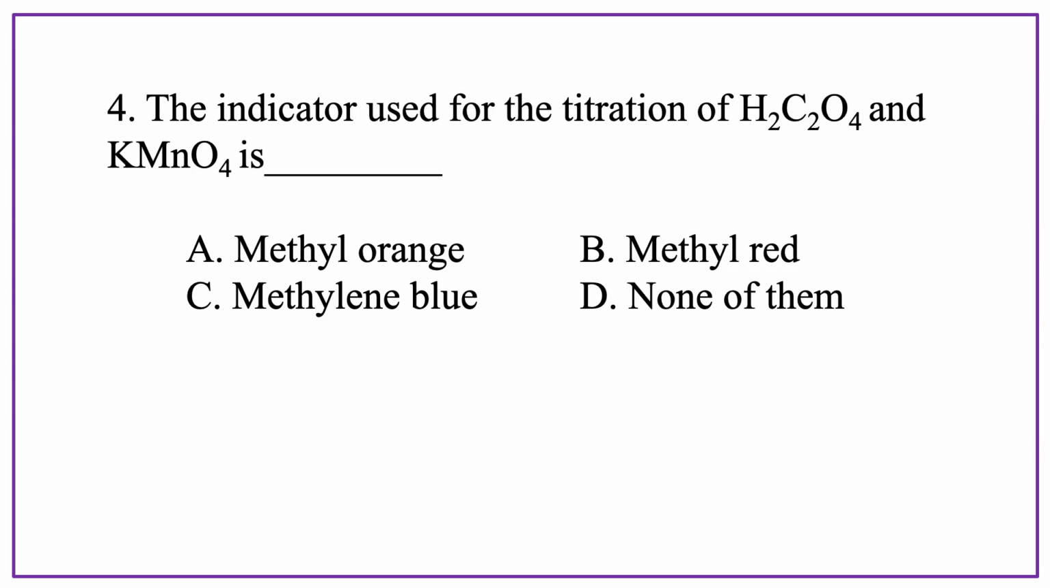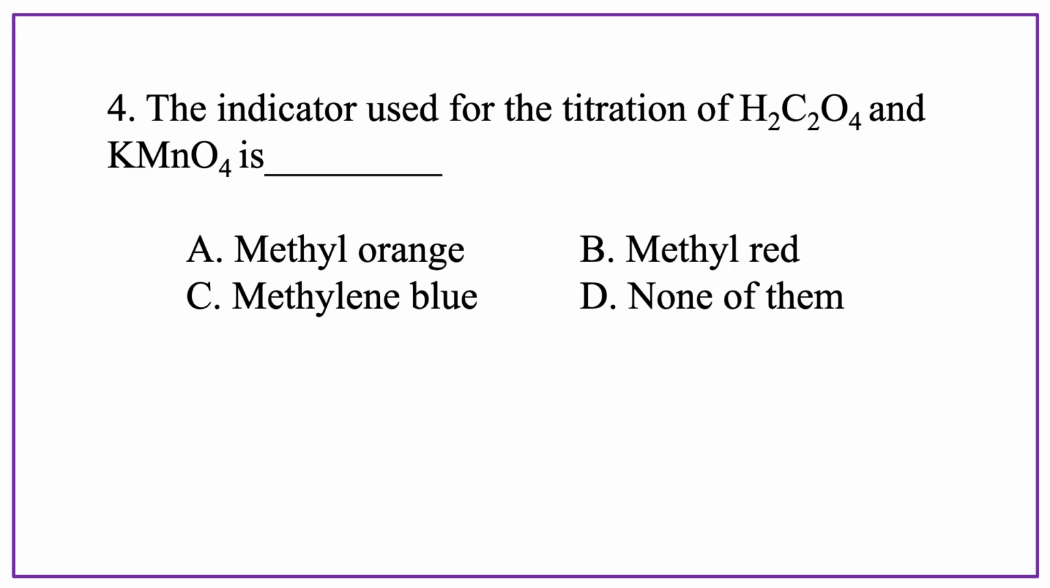Next question. The indicator used for the titration of H2C2O4, that is oxalic acid, and KMnO4 is methyl orange, methyl red, methylene blue, or none of them. So here the titration carried out is between oxalic acid and KMnO4. So KMnO4 acts as a strong oxidizing agent against oxalic acid, which acts as a reducing agent.